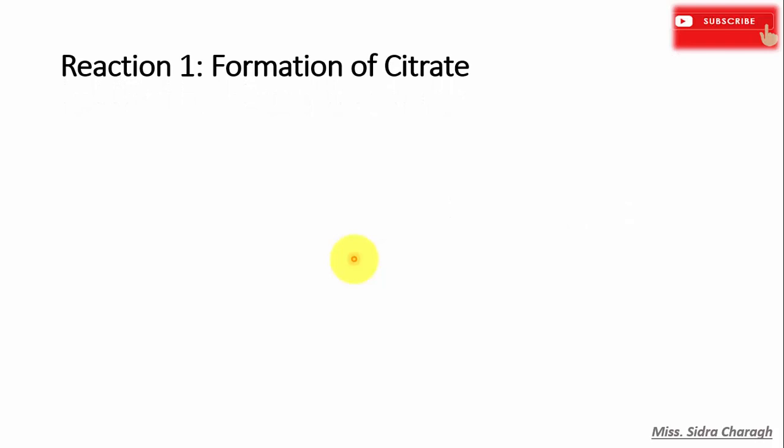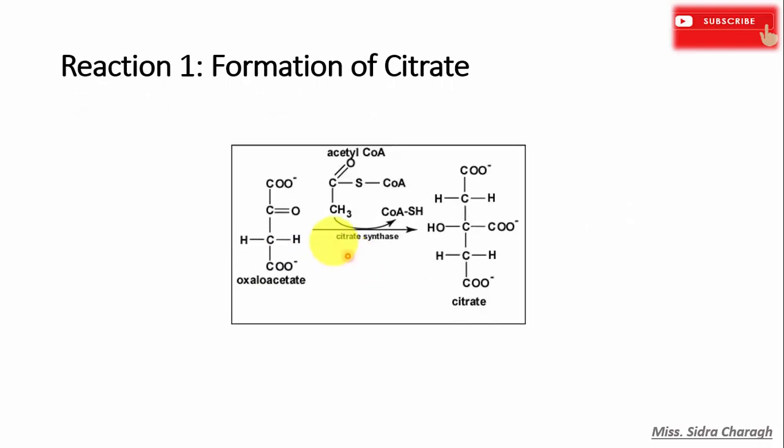Now let's discuss these steps one by one. The first step is the formation of citrate or citric acid. Here the first reaction of the cycle is the condensation of acetyl-CoA with oxaloacetate to form citrate or citric acid, and this reaction is catalyzed by the citrate synthase enzyme. Once oxaloacetate is joined with acetyl-CoA, a water molecule attacks the acetyl, leading to the release of coenzyme A from this complex.